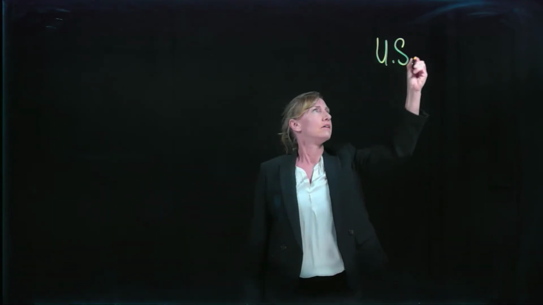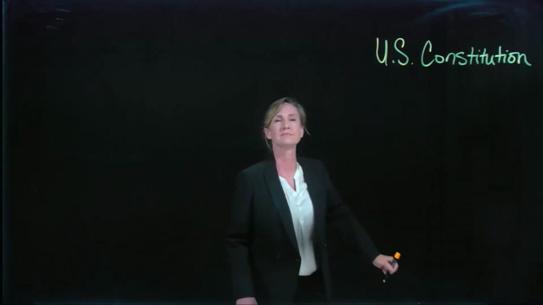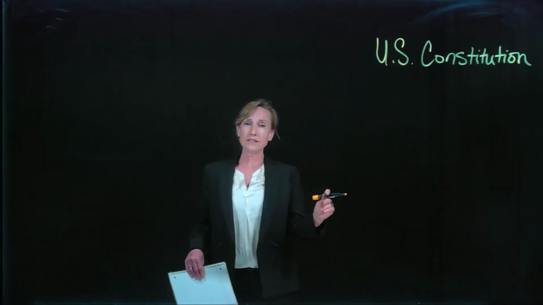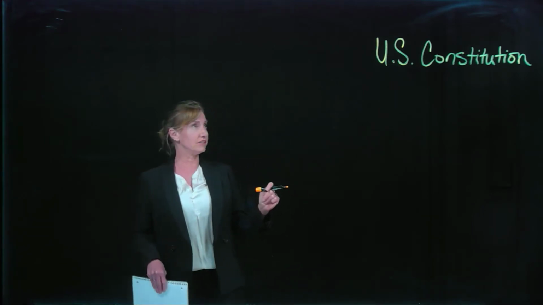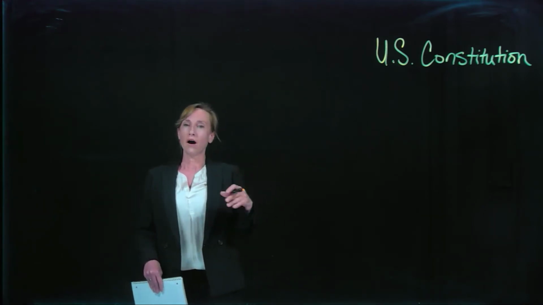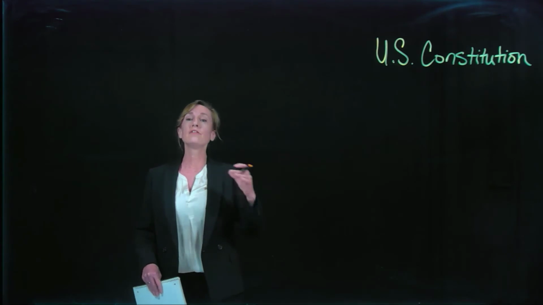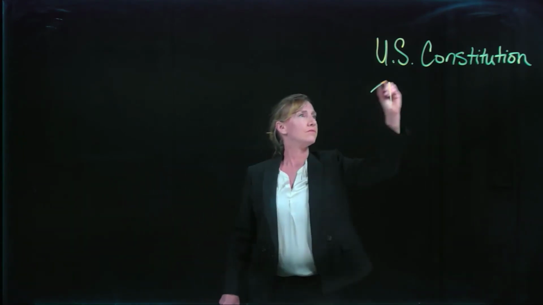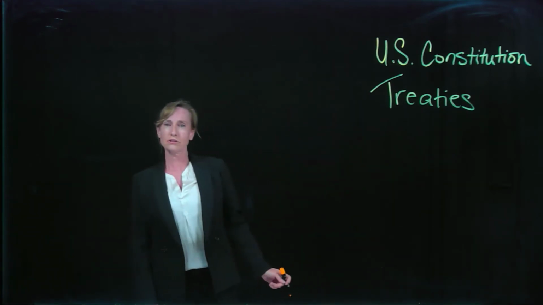And so when I talk about our types of law, I'll begin with the most powerful, which is the U.S. Constitution. So the U.S. Constitution was drafted in 1787, and it set up our 3 branches of government and other details of how our nation will be operated. After that, treaties is a source of law.